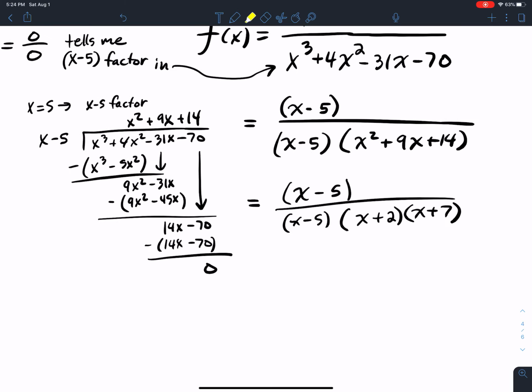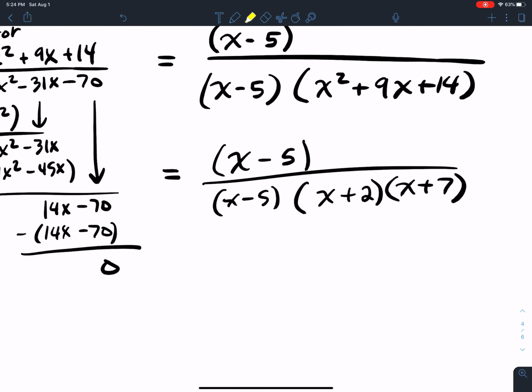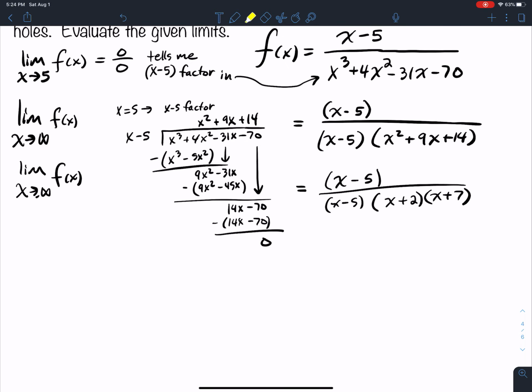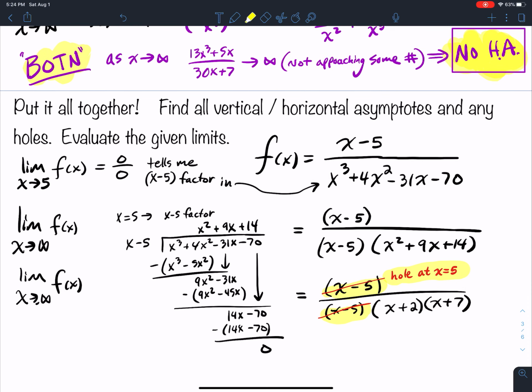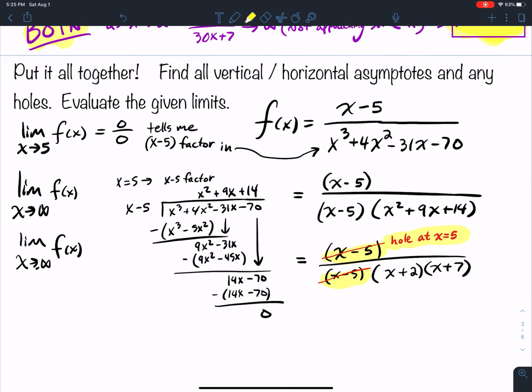Now, what can I do here? I see that these two factors can cancel. Why can I cancel them? Well, guess what? I'm taking the limit as x goes to 5. And so there happens to be a hole at x equal to 5 because we can cancel those factors out like that. When I can cancel those factors out like that, that tells me right there I've got this hole going on at x equal to 5.